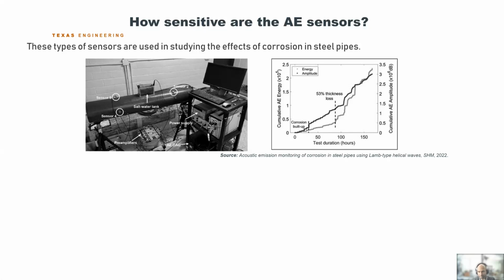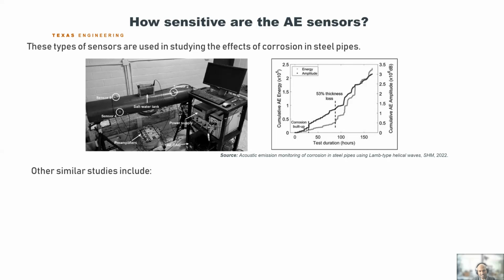The corrosion test is done over 150 hours. And what happens is, even at the onset of corrosion, you will start seeing these acoustic waves which are generated in the structure, and these sensors are able to pick them up. So they are that sensitive.